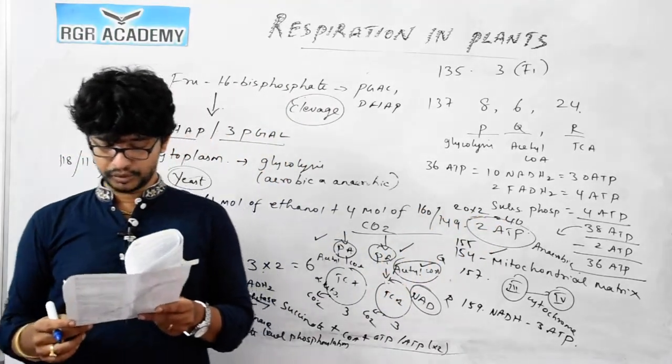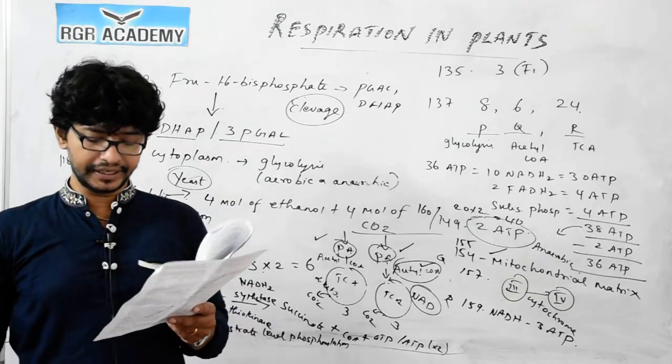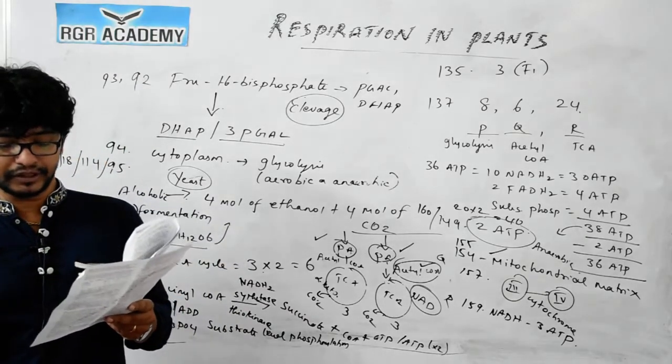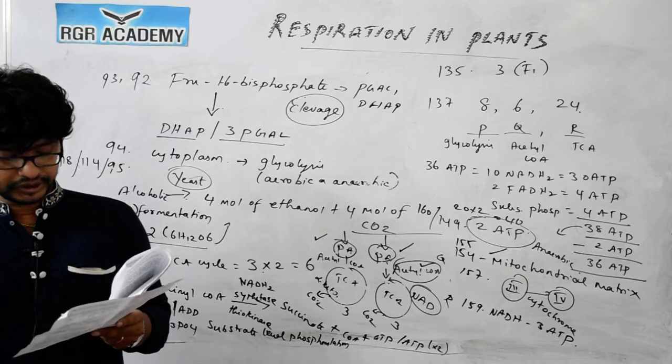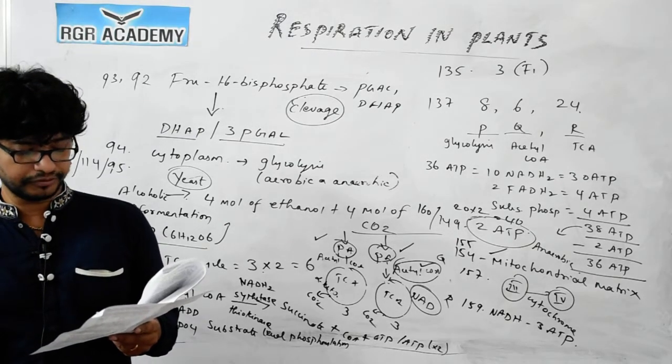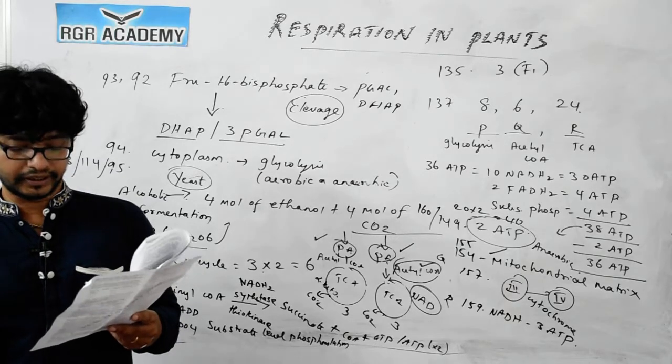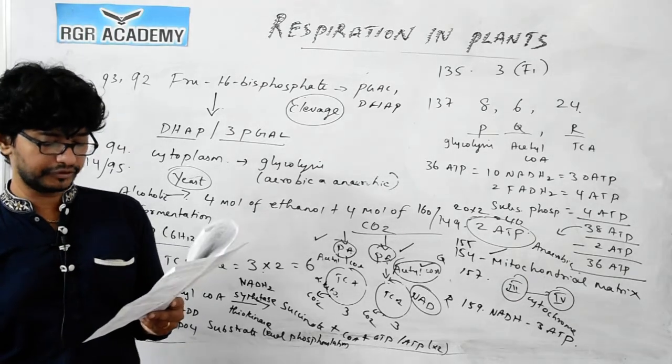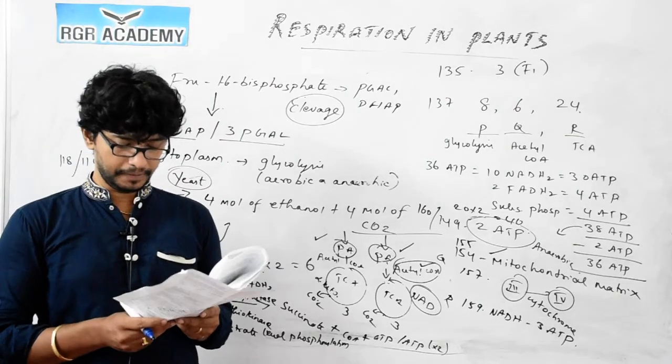Question number 161. How many ATP molecules will be generated in the plant system during complete oxidation of 40 moles of glucose? If you do the calculation for complete oxidation, it comes to 1520. So the correct option is 1520 for question number 161.